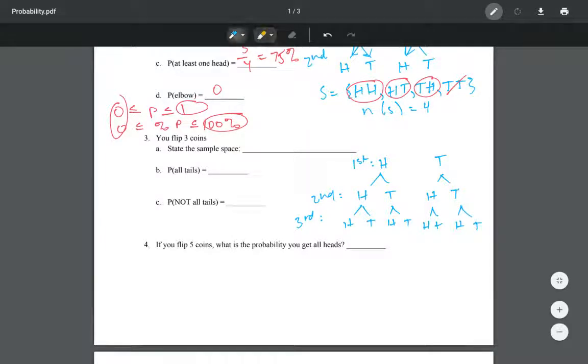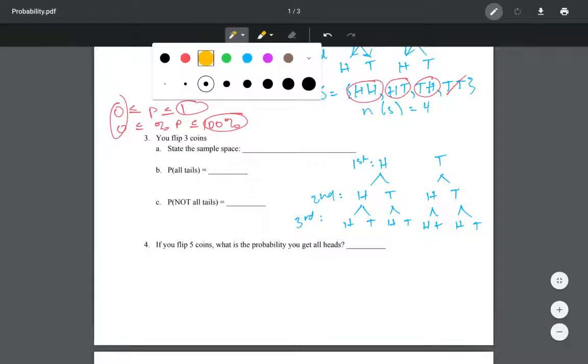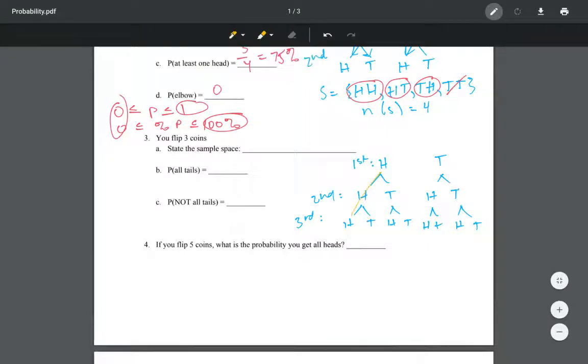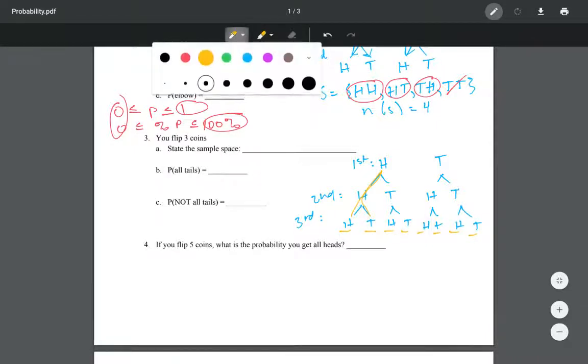Each of these lines gets me to one of my outcomes. So I can follow this. I get one outcome there, all heads. Here's another outcome, heads, heads, and tails, and so on. So I get 1, 2, 3, 4, 5, 6, 7, 8 possible outcomes. I'm actually not going to list all of these.